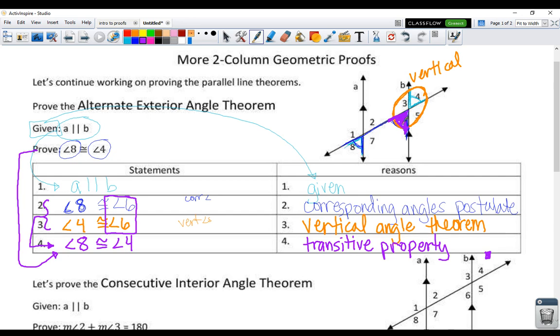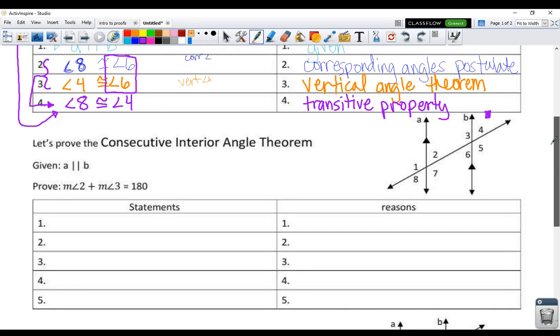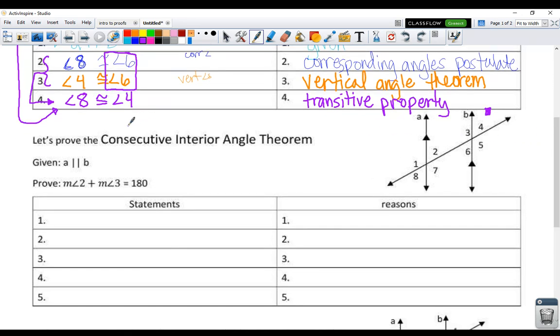Okay, because these ones are both related to angle 6. So let's look at another one. Oh, the Consecutive Interior Angle Theorem says if parallel lines are cut by a transversal, consecutive interior angles are supplementary. So we want to show that angle 2 plus angle 3 adds up to 180.